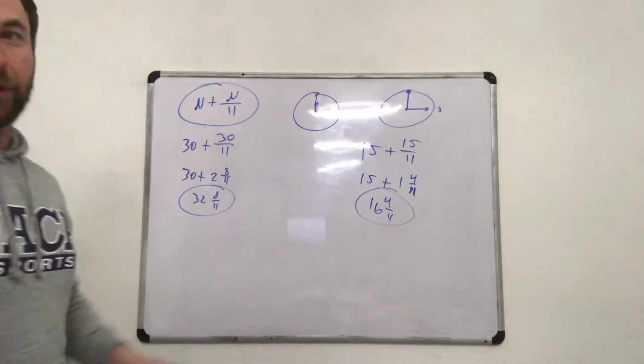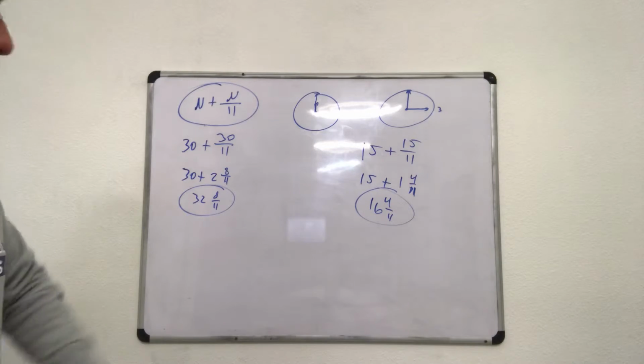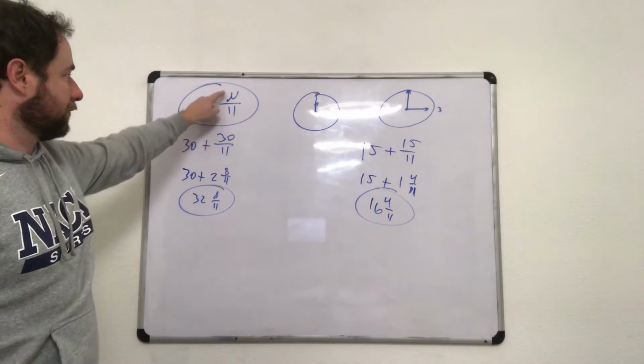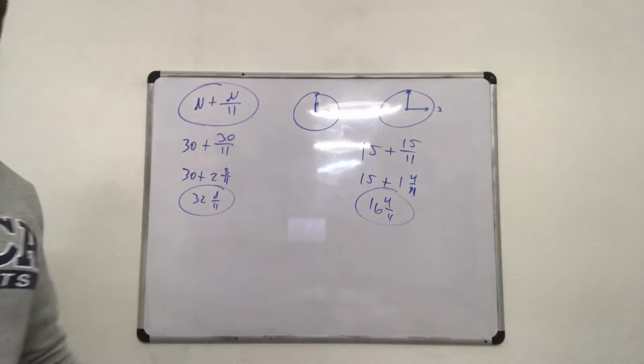So this is all there is to the clock problems. Pretty easy problems. Just remember, it's the number plus the number divided by 11. That's going to give you your answer.